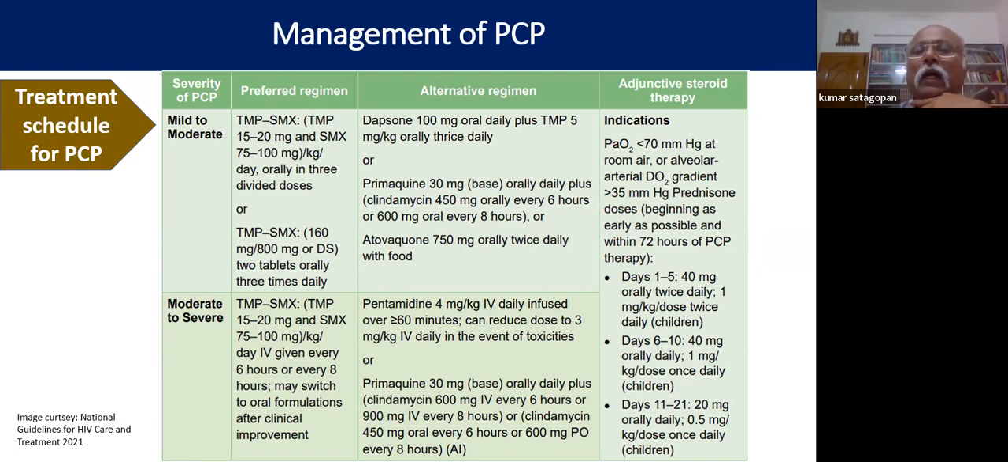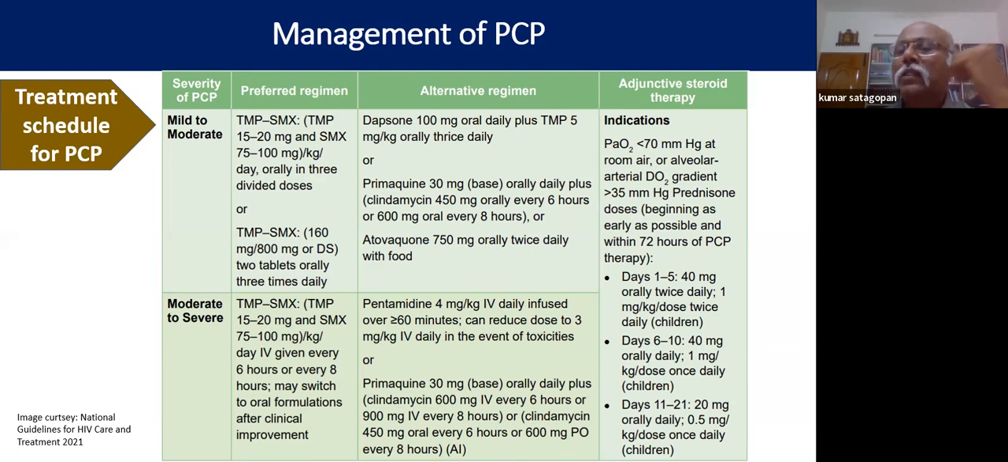You can give that. And the alternative, if they are not able to take cotrimoxazole, you can give dapsone or primaquine or atovaquone, which are not easily available. Pentamidine IV, or primaquine plus clindamycin. Usually in those days when we didn't get the expected response with cotrimoxazole, we added primaquine or clindamycin as an add-on drug and saw if there was any resistance.